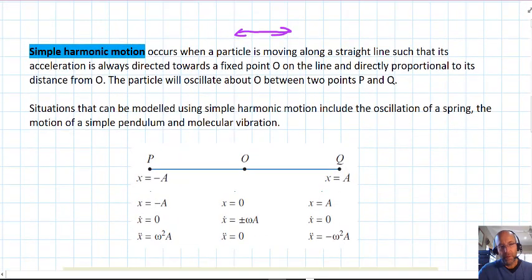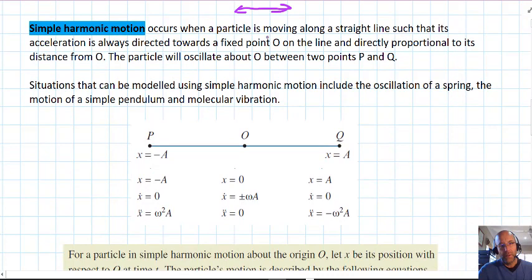So basically we've got this mass moving along a straight line, so that its acceleration is always directed to the center, the origin, okay? And it's directly proportional to its distance from the origin. The particle will oscillate about the origin between two extremes, let's call them P and Q. All right, so situations can be modeled using SHM, not just a spring, but pendulums and molecular vibrations. So this summarizes that motion we saw in the animation there.